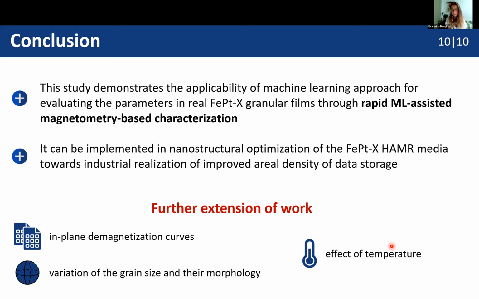There are some further steps that we would like to implement in our work. First of all, previously we used only out-of-plane demagnetization curves for our data set, and now we can include in-plane demagnetization curves. And also we can understand the influence of variation of the grain size and their morphology, and also we can see the effect of the temperature on prediction results.